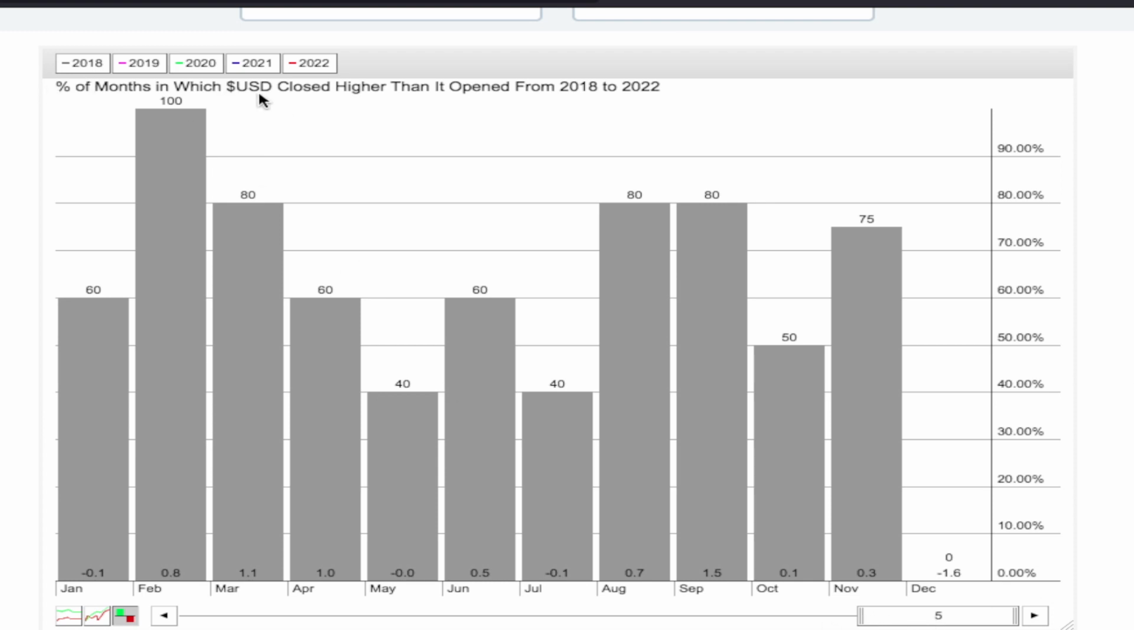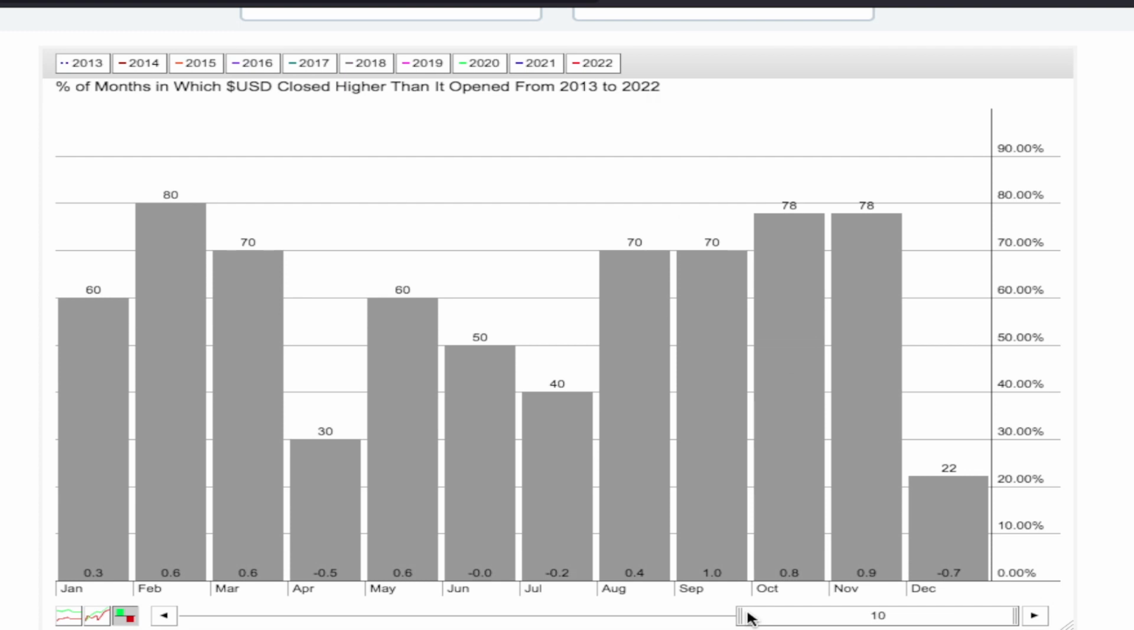Percent of months in which the US dollar closed higher than it opened, from 2018 to 2022. I like to look at the 5-year, and you can see that August, September, October is kind of flat. August, September, and November are pretty strong. There's no real data for December. We go straight to the 10-year, and you can see that now pretty much October and November are really strong, and December is the weakest.